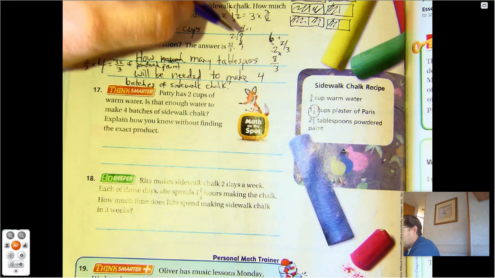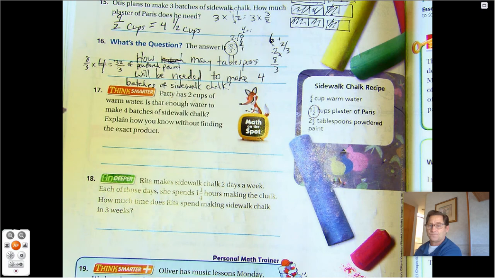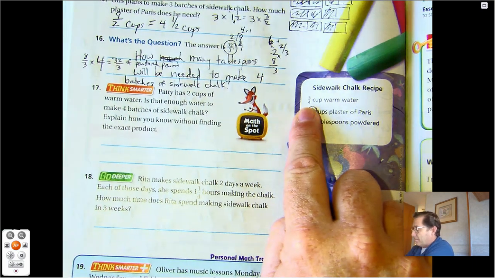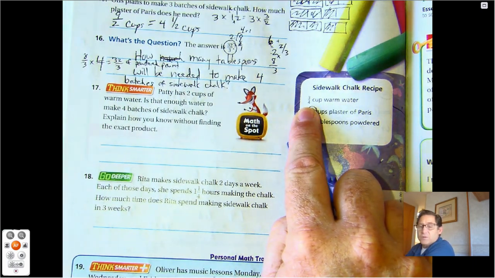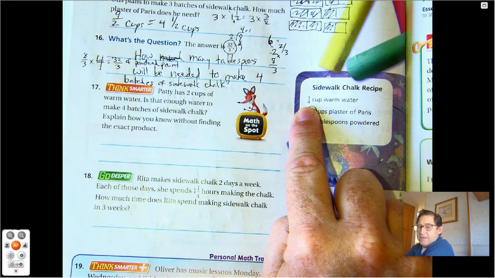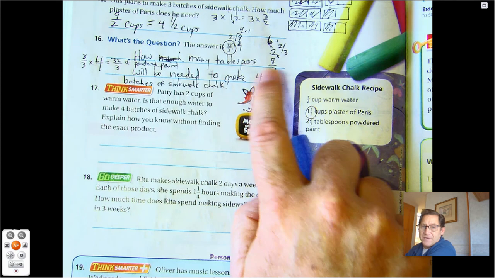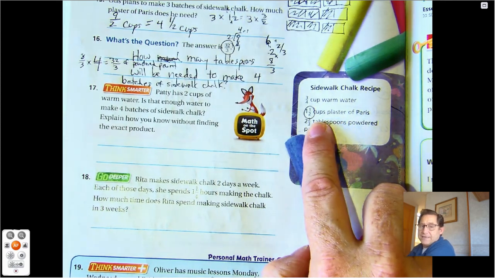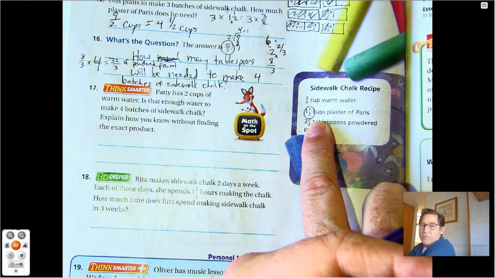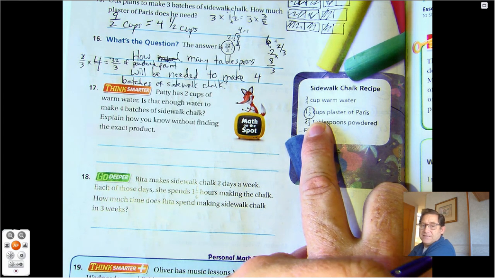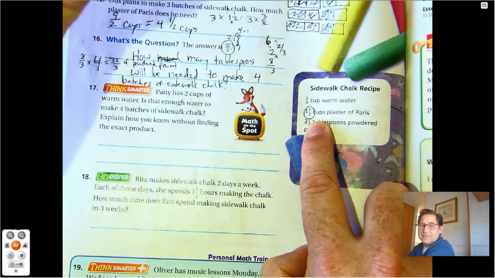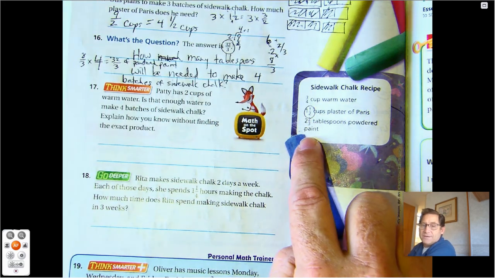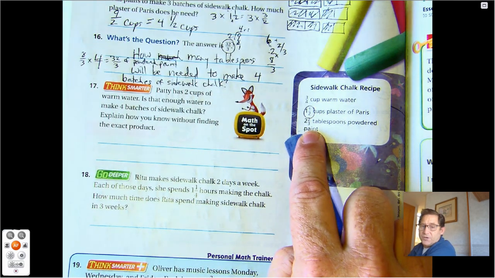Well, I looked at the 32 thirds. If we multiply 3/4 by a number of batches, I don't change the size of the parts. So the fourths can't become thirds. 1.5. Again, if I multiply 1.5 by a number of batches, it still remains a half as the denominator. So the only one that's possible is the 2 2/3.